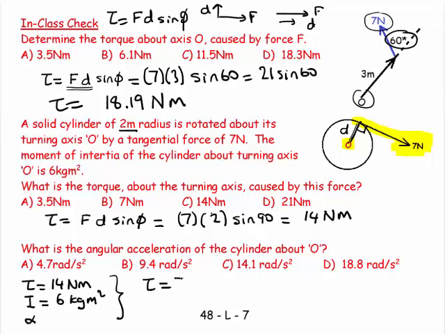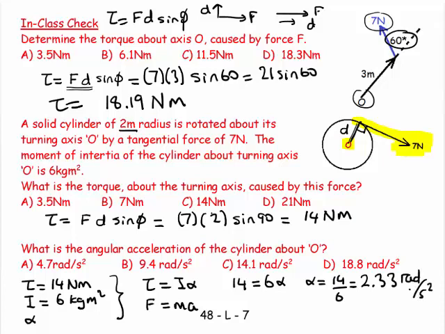torque is equal to I alpha, just like F equals ma. So 14 is equal to 6 times alpha. So alpha is equal to 14 over 6, which equals, I guess, 2.33. It's going to be radians per second squared. So there we have it.